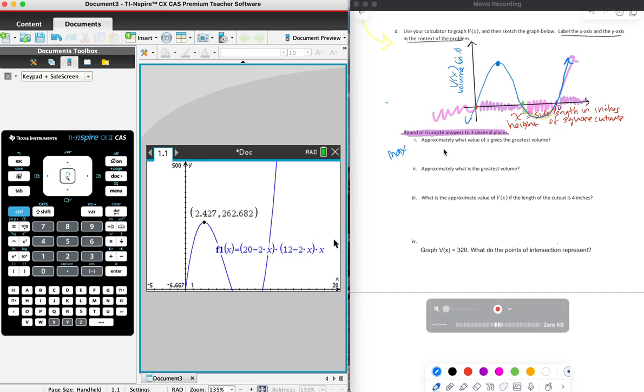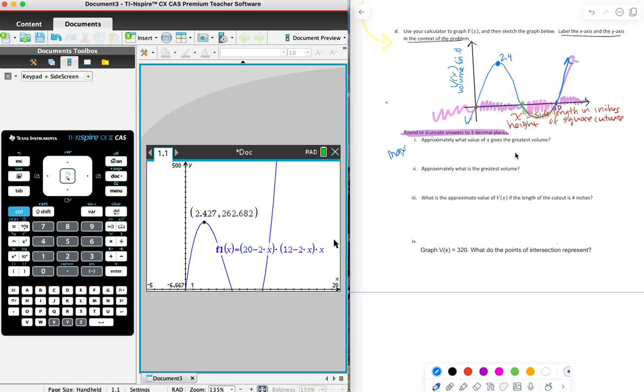Back to the question: approximately what value of x gives the greatest volume? We can see that the value of x was 2.427. Here I'm writing down the point so I remember. So 2.427 inches is the square cutout I would have to make to maximize the volume. For part 2, approximately what is the greatest volume? That would be 262.682 inches cubed. So this is the size of the square I need to remove, or the height of the box, and this is the volume in inches cubed.